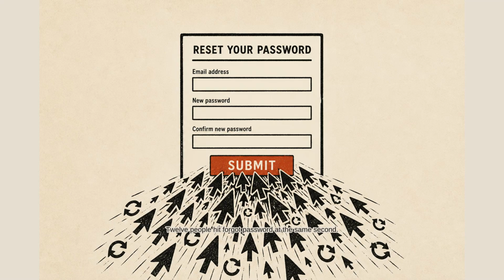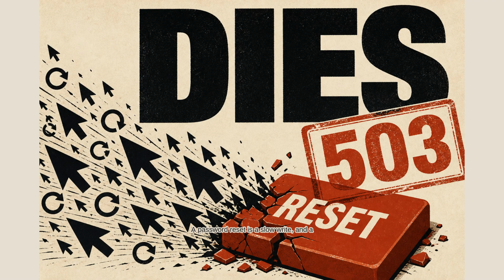12 people hit forgot password at the same second. The page dies. Those people were not attackers. They were the retry button. A password reset is a slow write, and a slow write has a finite number of workers.